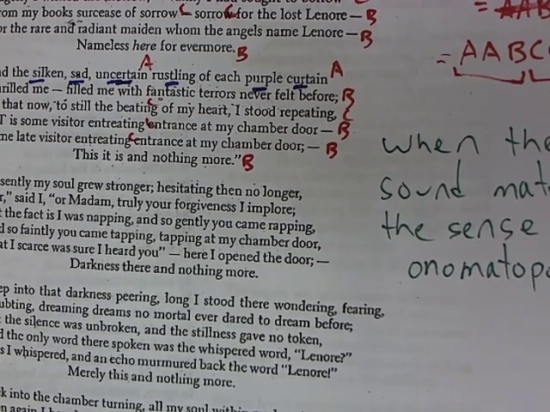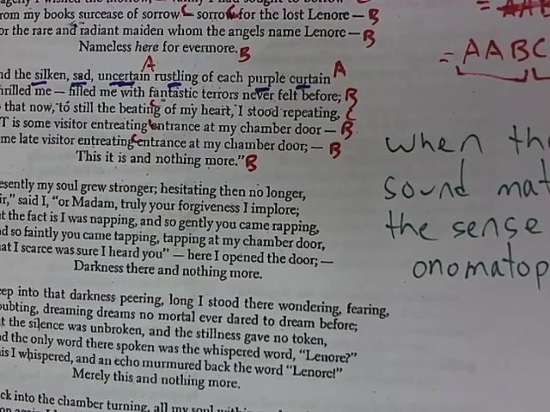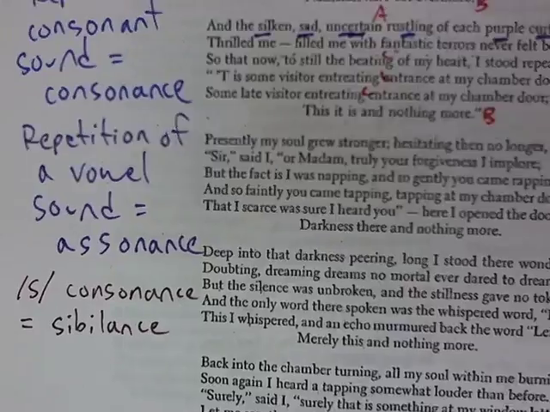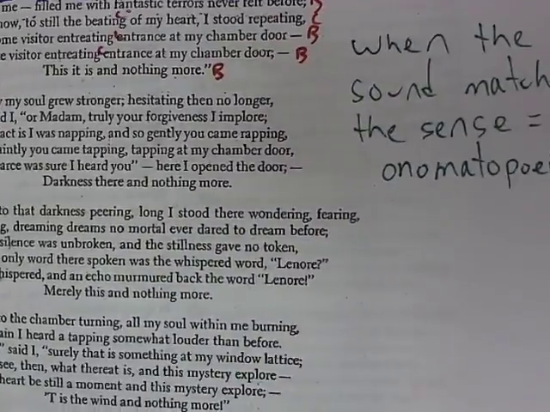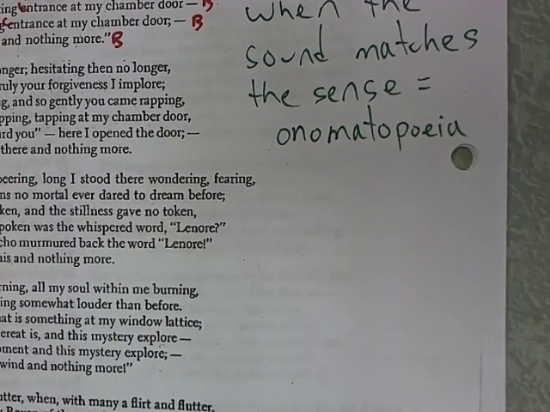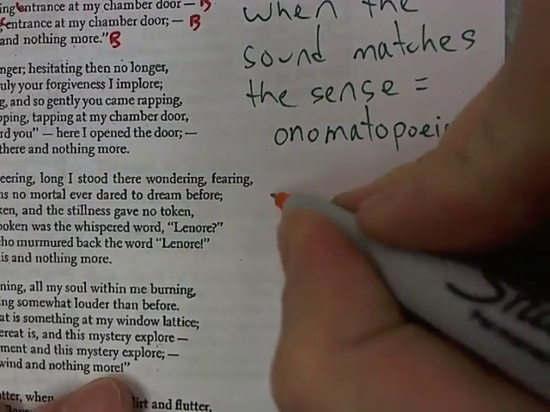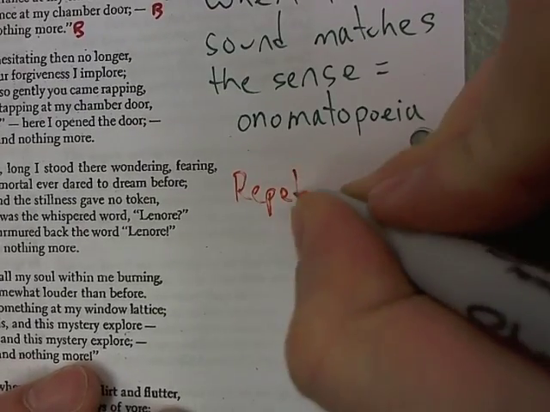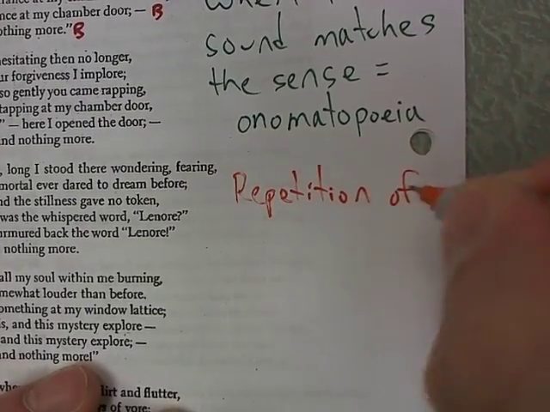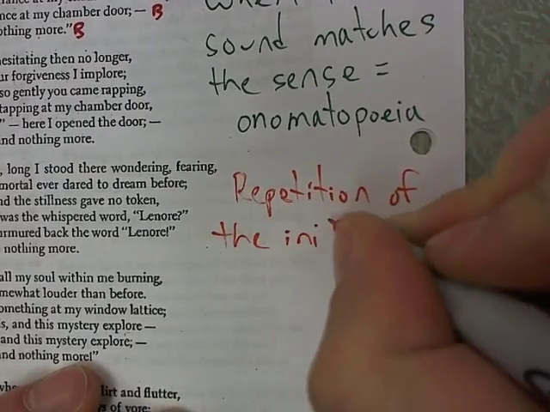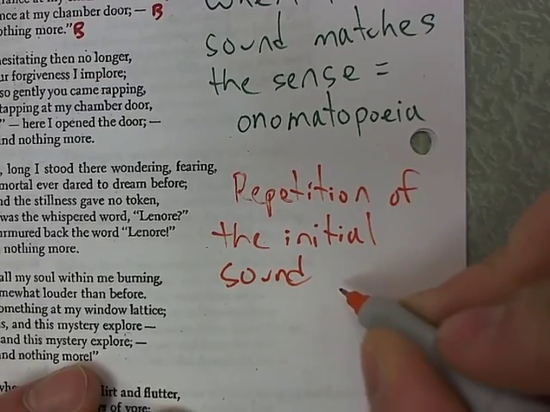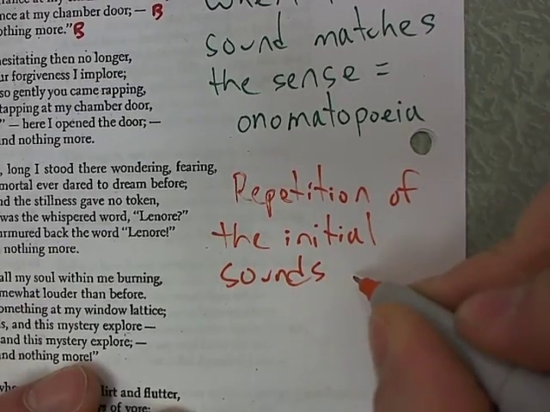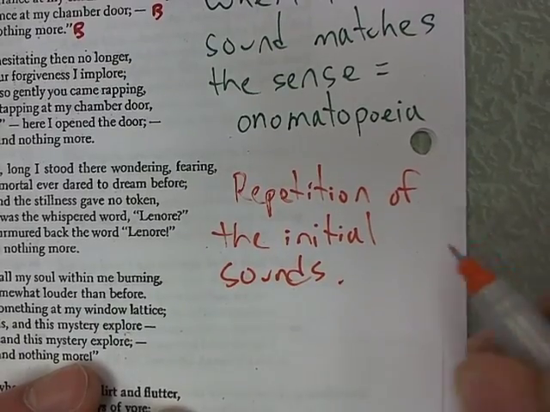All right. One last thing. Oh, a couple more things. Another kind of repetition here. We have repetition of consonant, repetition of vowel sound. How about repeating the initial sound? Repetition of the initial sound. The initial sounds, in close proximity, obviously, equals what?